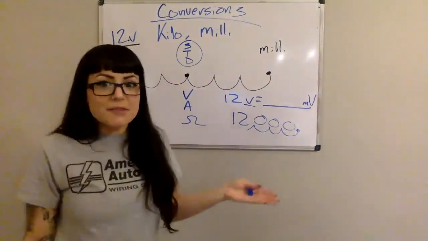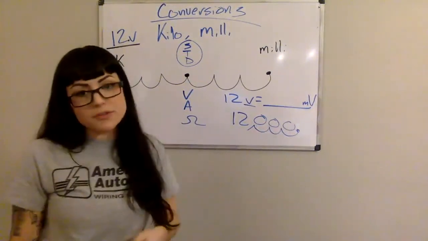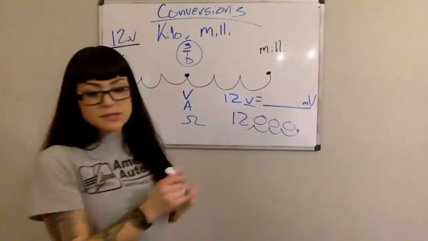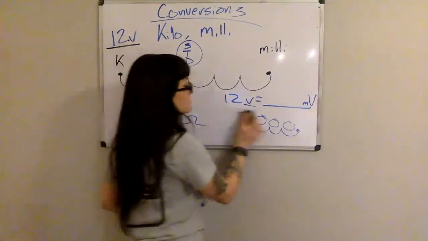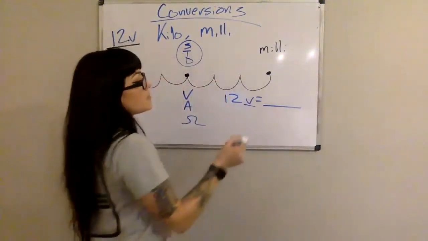12,000 millivolts is not a very big number. It sounds like it's big, but it's really not because it's millivolts, right? What if I wanted to take that same number, though, instead and convert it to kilovolts? I'd do the same thing, but to the opposite side.